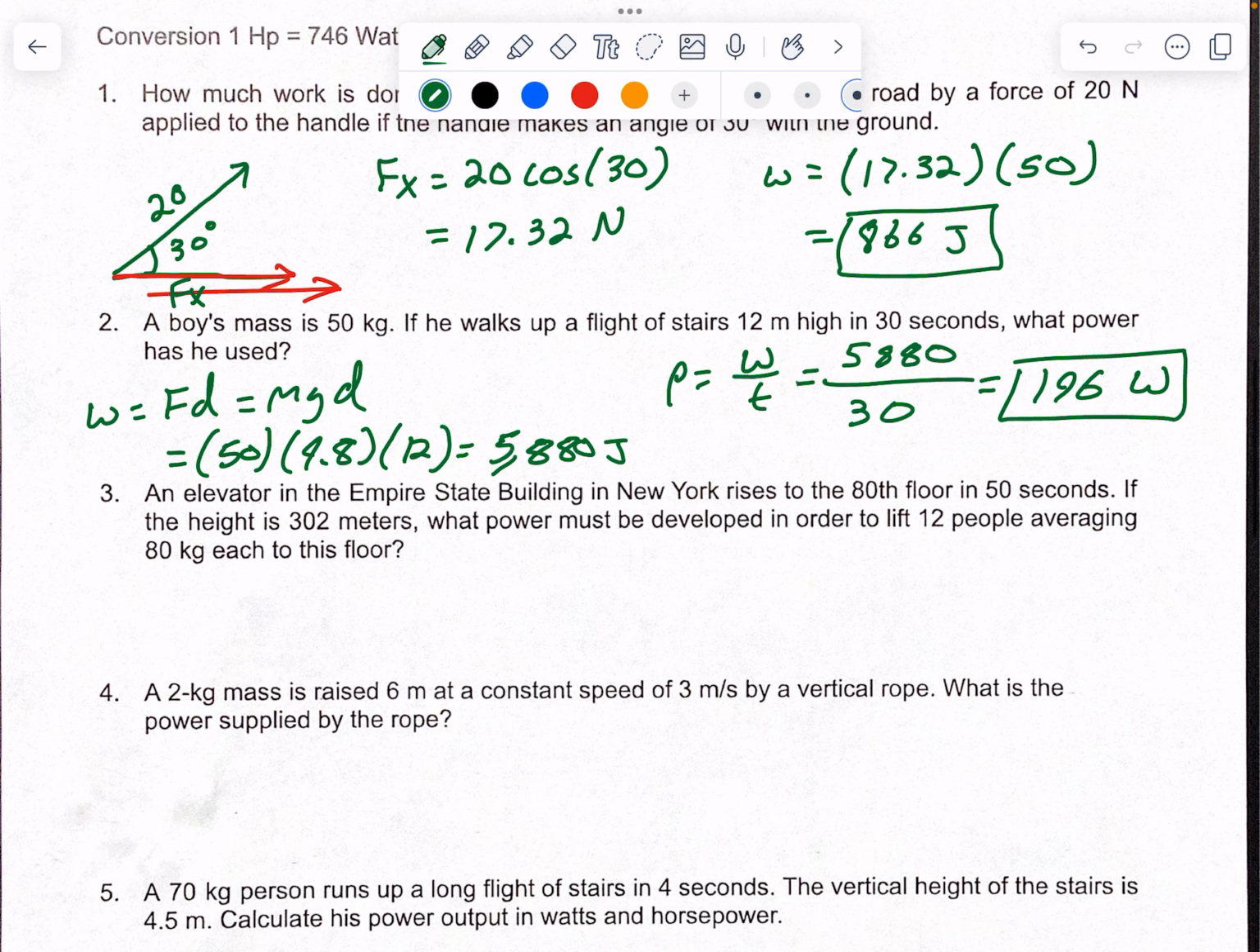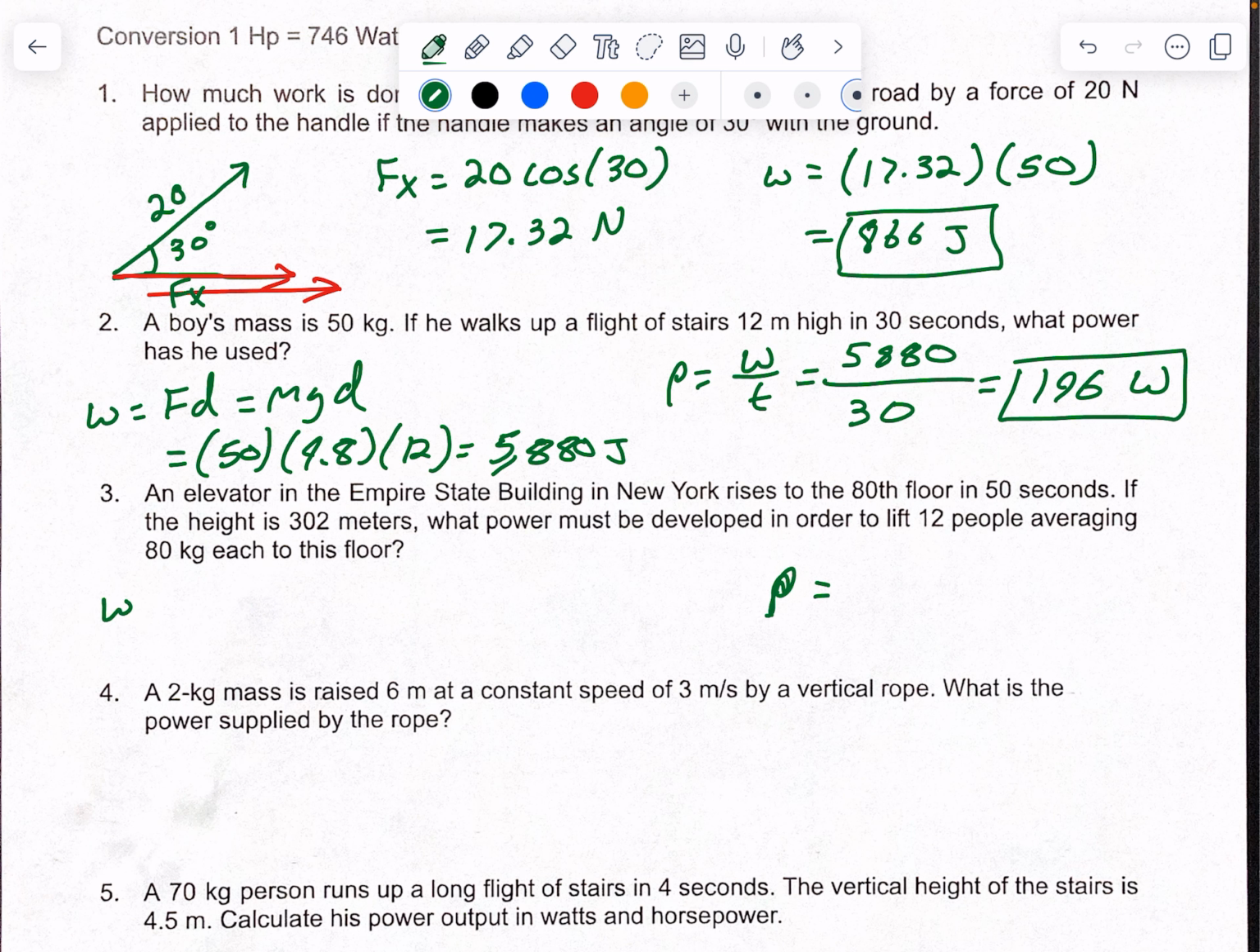All right, number 3: an elevator in the Empire State Building in New York rises to the 80th floor in 50 seconds, so I'll give you time. If the height is 302 meters, there's your distance. What power must be developed in order to lift 12 people averaging 80 kilograms each to this floor? Pretty much the same problem as number 2. We're looking for power. Do we have work? Nope, so we're going to have to find it.